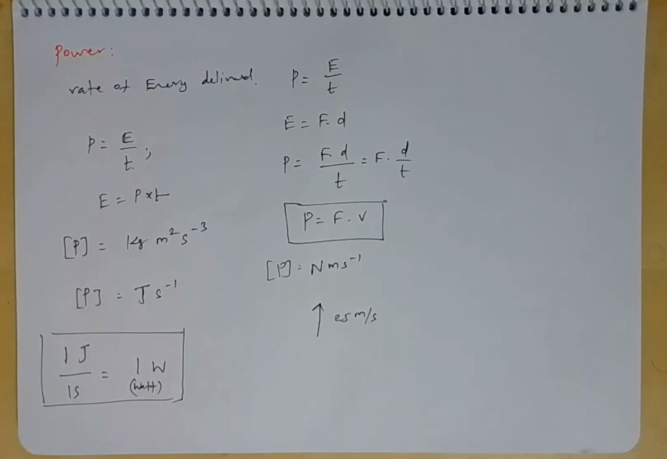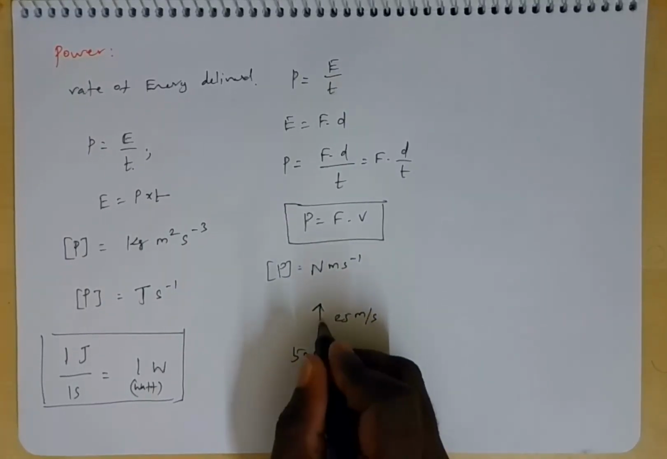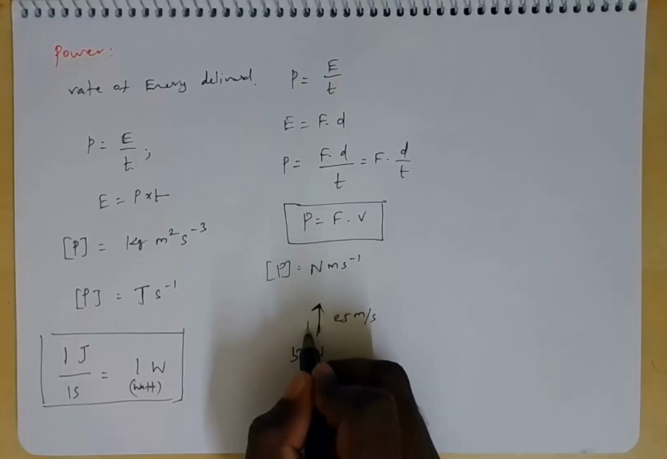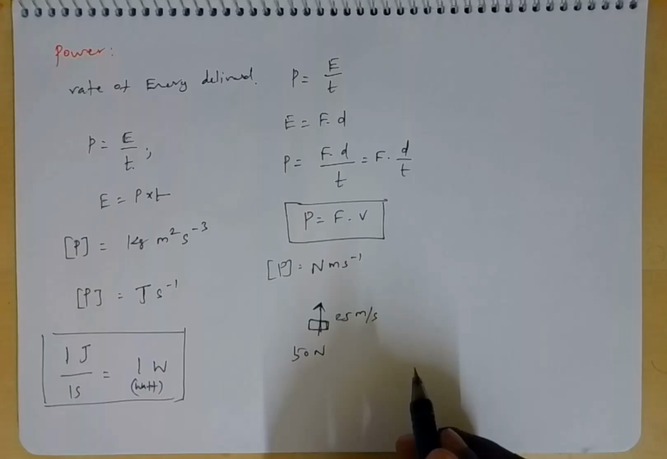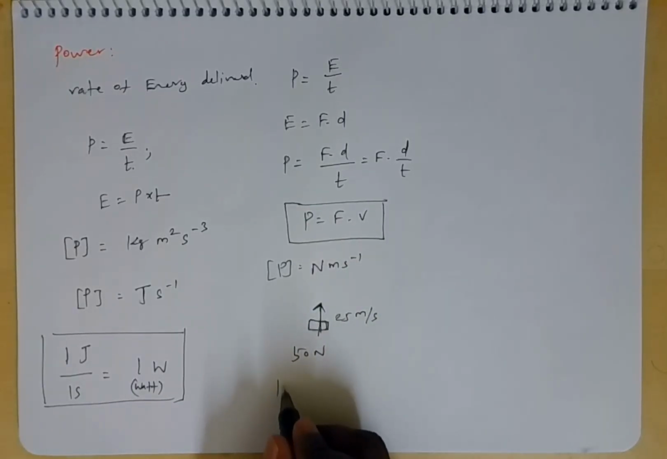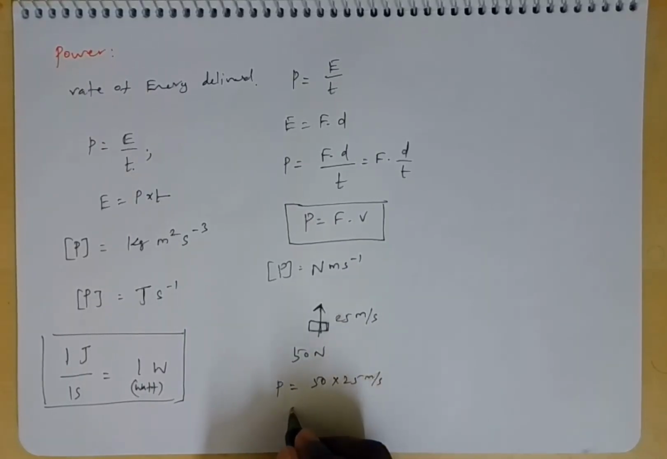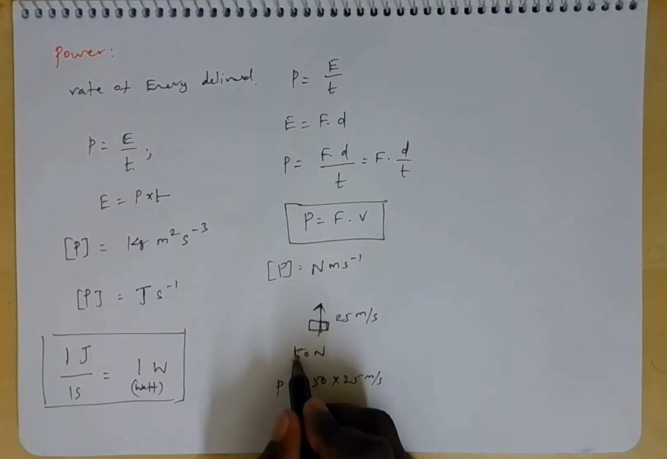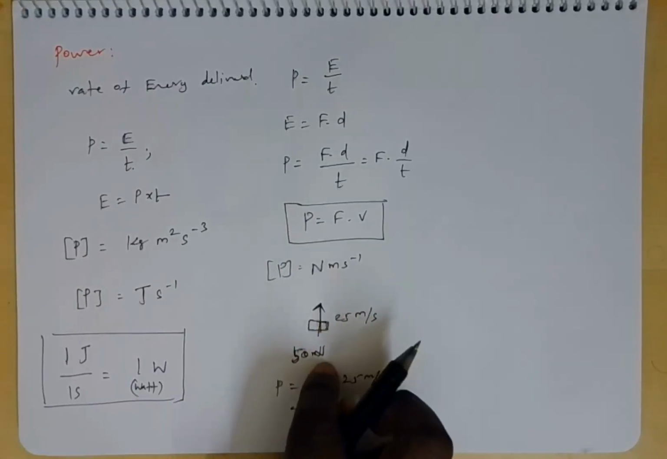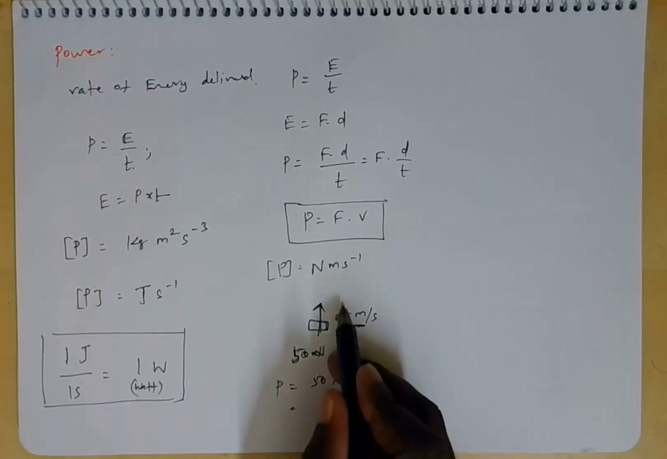Now let's say that I give 50 Newton force constantly so that this object moves 25 meter per second upward. Now what is the power used? Power is force into velocity. So 50 into 25 meter per second. We gave 50 Newton force, and only then is it moving at 25 meter per second upward.